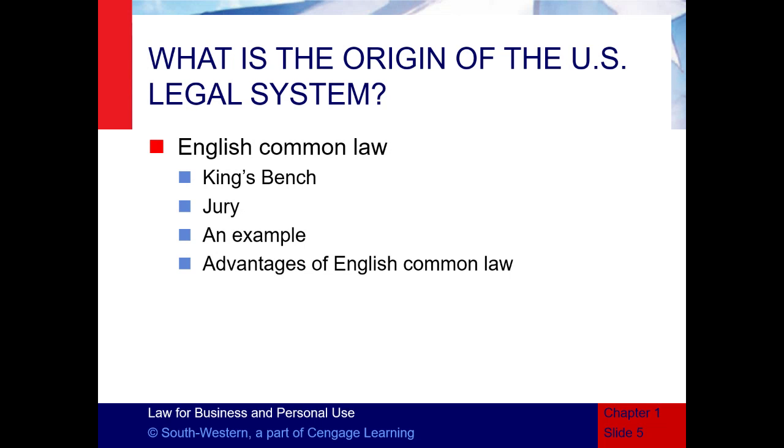Moving on, we have the advantages of the English common law. So the advantages of the English common law, when compared to some of the other law systems that were used in the past, was that there was a sense of uniformity. So everything was the same. We had our laws that were written into place. People were able to follow them. They understood right from wrong based on the laws that were in place.